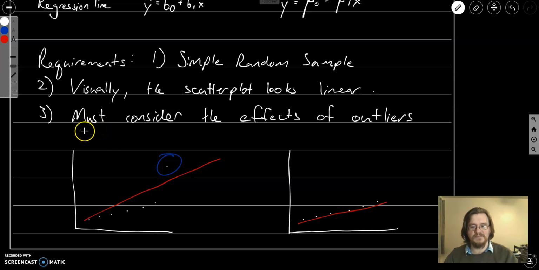So outliers can really affect the regression line. So we do want to be careful. If there are a couple of outliers, we have to take our results with a grain of salt, because they could be thrown off by even the presence of just one outlier.